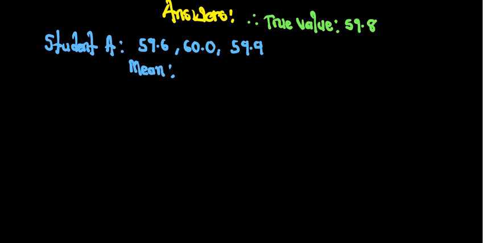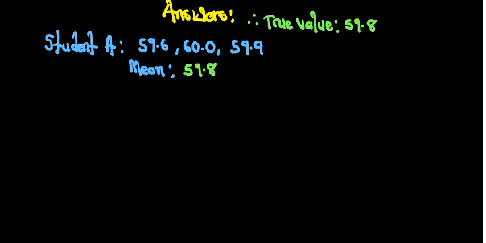So for student A, we want to find out, was it accurate or was it precise? First of all, for accuracy, I'll find the mean of these numbers. When you punch on your calculator, you just say 59.6 plus 60.0 plus 59.9 divided by 3. The number that you must get is 59.8 milligrams per deciliter. So the mean for student A is 59.8.